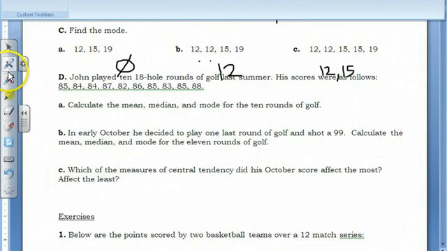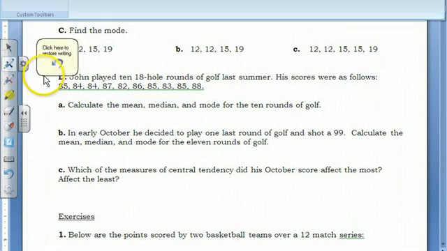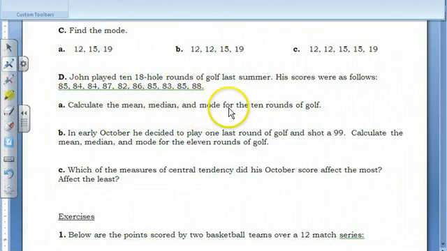Example D. John played 10 18-hole rounds of golf last summer. His scores were as follows. Calculate the mean, median, and mode for the 10 rounds of golf. So to find the mean to start off with, I will add the numbers and then divide by 10 because he played 10 rounds, and that tells me the mean is 84.9.